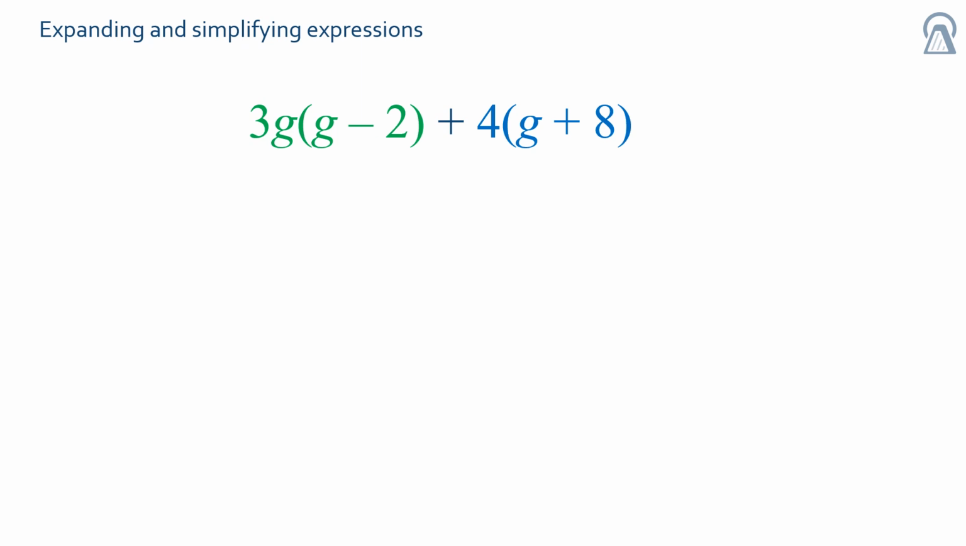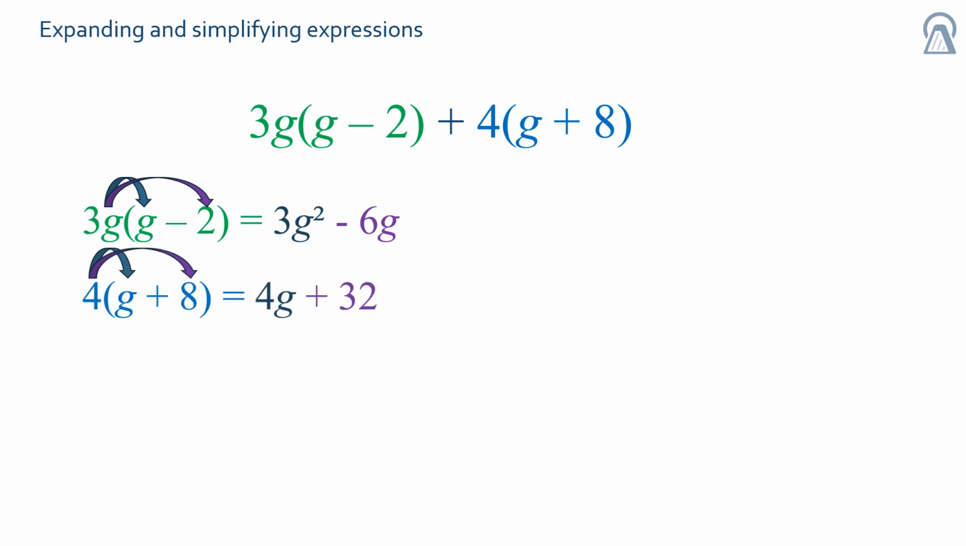So we've got 3g multiplied by g gives us 3g squared, and 3g multiplied by negative 2 gives us negative 6g. The second term, we've got 4 times g gives us 4g, and 4 times 8 gives us 32. Now we want to combine all those expanded terms and look for any like terms.